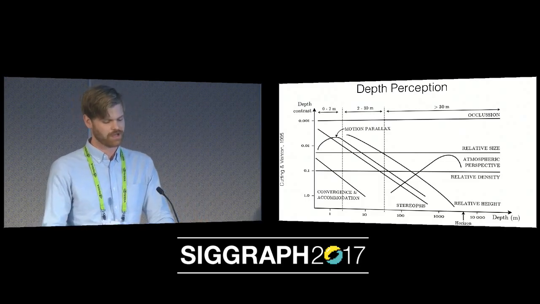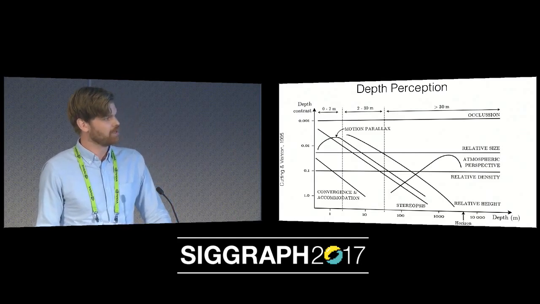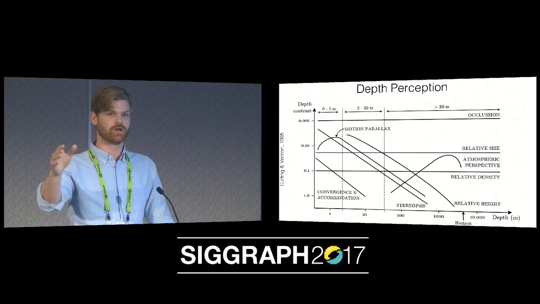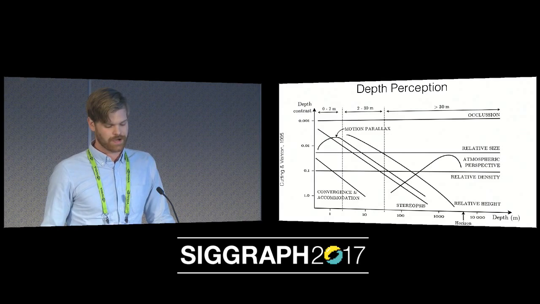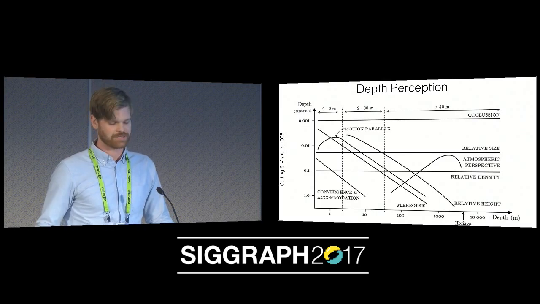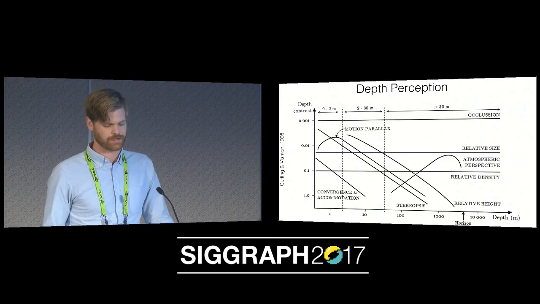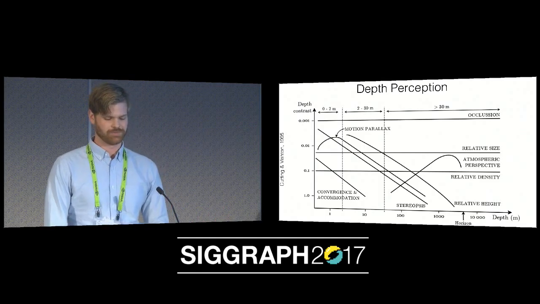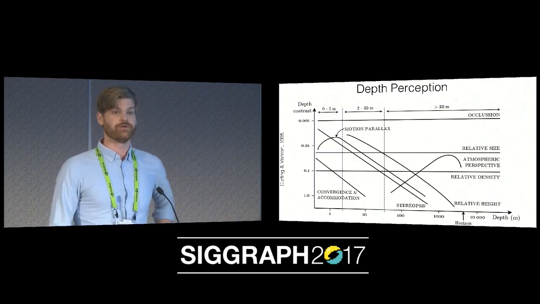Then we also have motion parallax, which we can see above, and that is quite important for longer depths. We have stereopsis, which is also quite important for longer depths. And as we get very far away, relative size and occlusions are very important throughout the entire range. So let's talk about stereopsis a little bit more in the stereo rendering part of this talk.